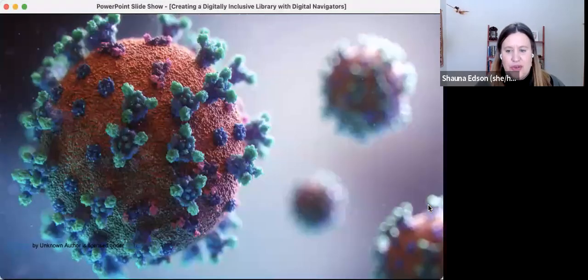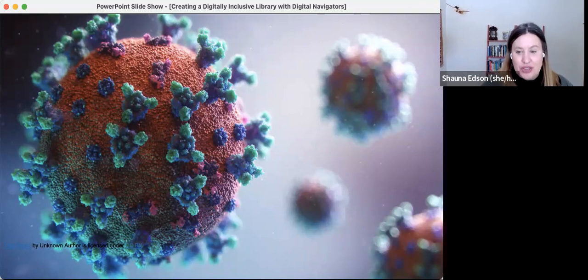So enter the coronavirus. Like many organizations, the Salt Lake City Public Library closed our libraries in March of 2020 in response to the coronavirus. At the time, we thought the shutdown would only last 2 weeks, which I think a lot of people thought. As it became apparent that the shutdown would last indefinitely, we knew we needed to support our community's digital equity needs.